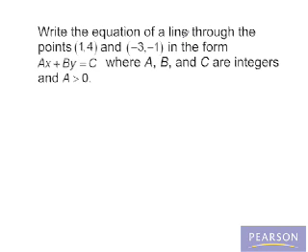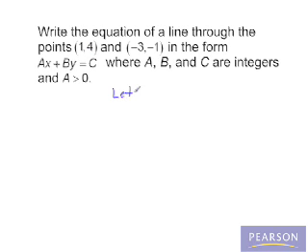When asked to come up with the equation of a line, you need at least one point that's on the line. We have 2 points, and we also need the slope, which we do not have at this time. So let's go ahead and find the slope of the line through these 2 points.